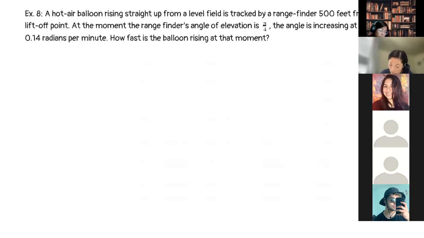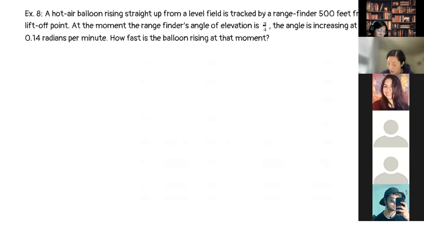A hot air balloon rising straight up from a level field is tracked by a rangefinder 500 feet from the liftoff point. At the moment the rangefinder's angle of elevation is pi over 4, the angle is increasing at a rate of 0.14 radians per minute. How fast is the balloon rising at that moment?